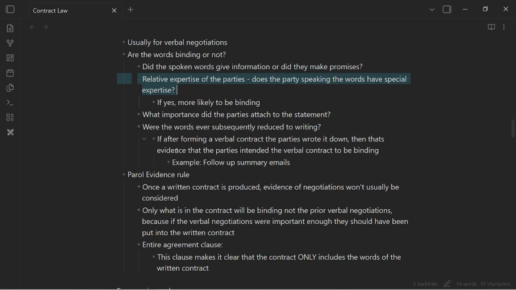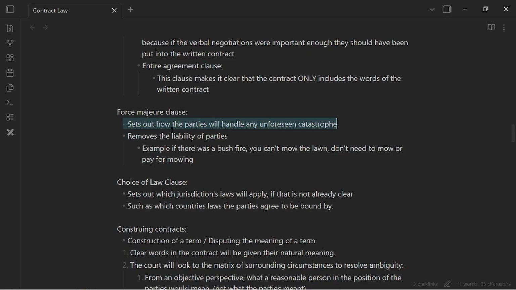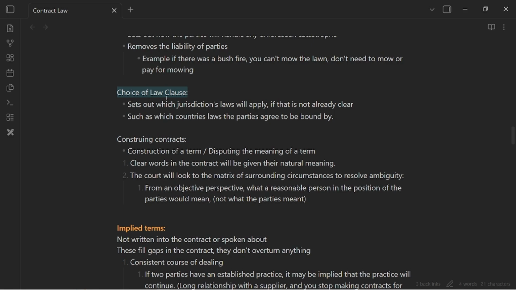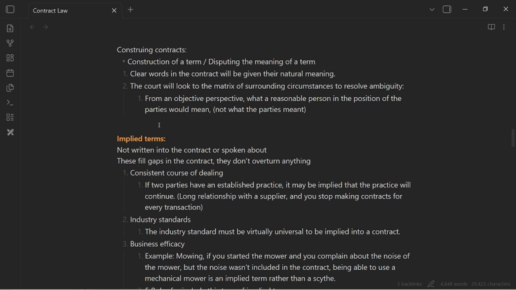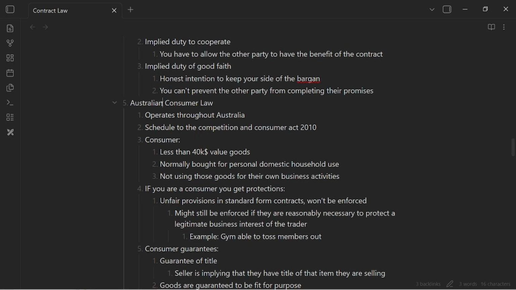Really, what we learn here is that to be safe, just include this: only what is written in the contract will be binding, and not prior verbal negotiations. That'll just make life easy, if you have a lot of verbal negotiations beforehand. Force majeure. As you can see here, there's a lot of specific definitions to remember. Choice of law clause, jurisdiction. Implied terms not written in the contract or spoken about: consistent course of dealing, industry standards, business efficacy, law generally, ACL.